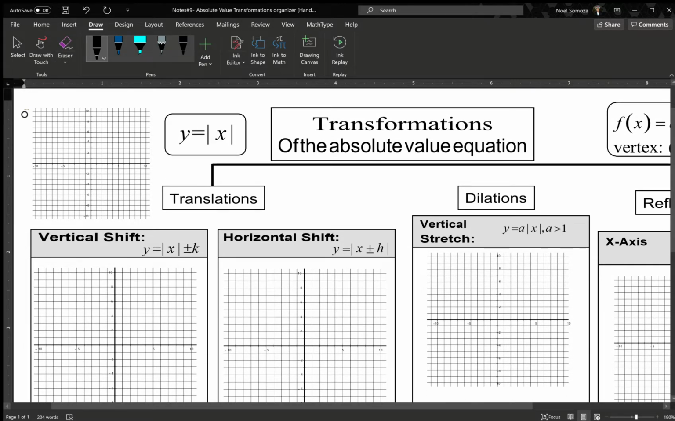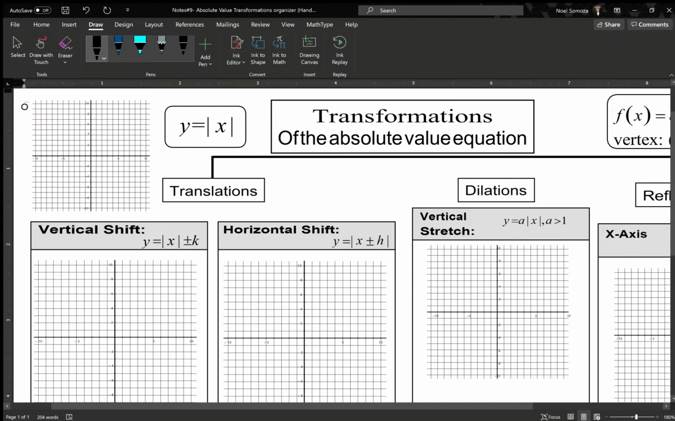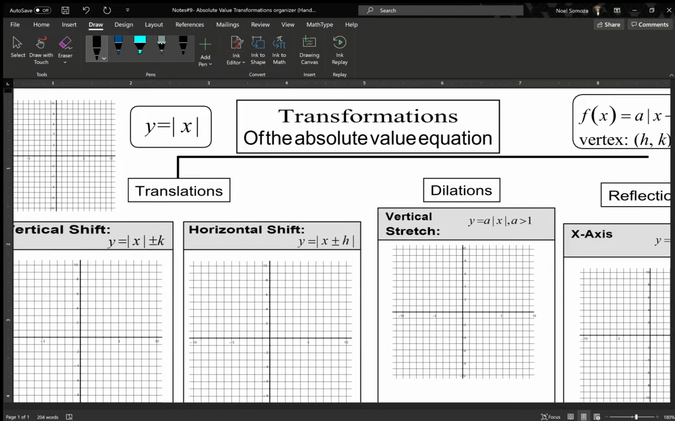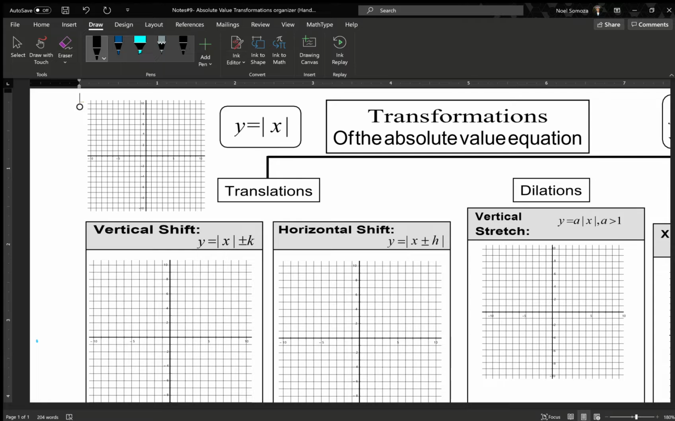Let's go ahead and get started. So we're going to start with the three major types of transformations, which are translations, dilations, and reflections. Okay, those are the three primary parts to transformations.